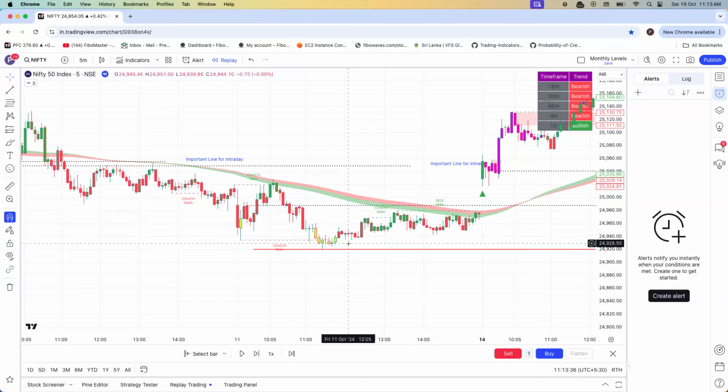What do I have to do when I go for a long? Let's say I'm taking a long with this green color candle. What will be my stop loss? If I'm going with the green color, what will be my stop loss? The lowest of the yellow color will be your stop loss. That means if I go with this particular candle, this is my stop loss.